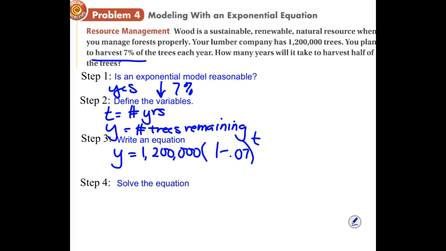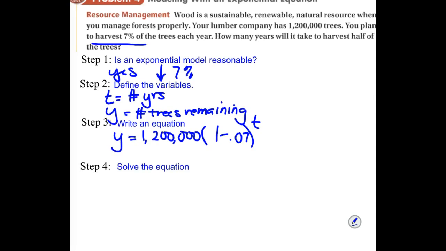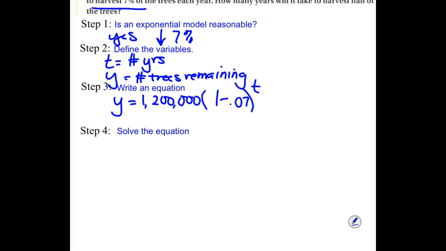Now, for this specific question, they said, how many years will it take until I have what? Half of it. If I harvest half the trees, then I still have half of them left. So the number of trees remaining would be half of what I started with. What's half of 1,200,000? 1 minus 0.07, can I just put that as 0.93? Okay, so that's what I have to solve.